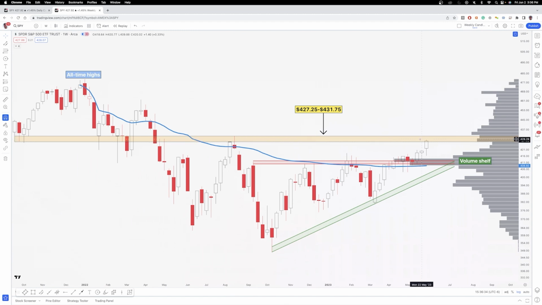Same thing on the weekly chart. We're looking at different time frames, but you can see we're starting to definitely move into these August highs, these previous support zones that we saw even before the bear market.